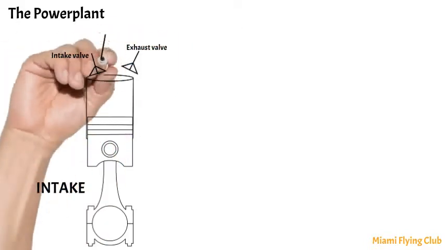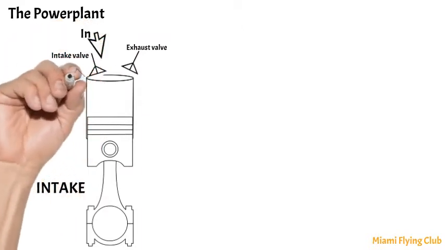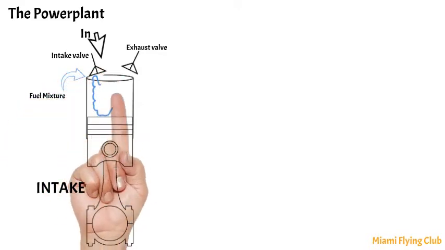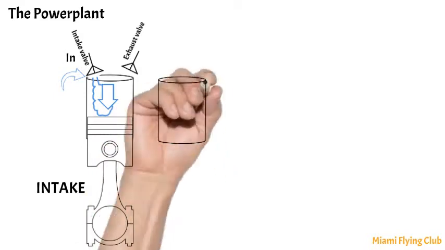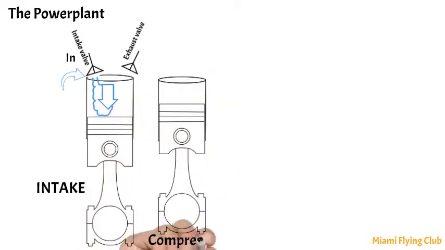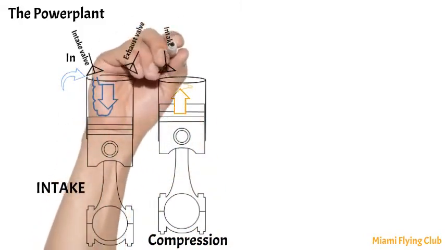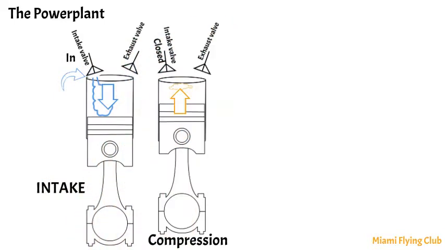On the intake stroke, the piston is moving inward, the intake valve is open, and the fuel-air mixture is pulled into the cylinder. On the compression stroke, the piston moves outward with both valves closed. The fuel-air mixture is compressed. Near the top of the compression stroke, the spark plugs ignite the mixture and it begins to burn.